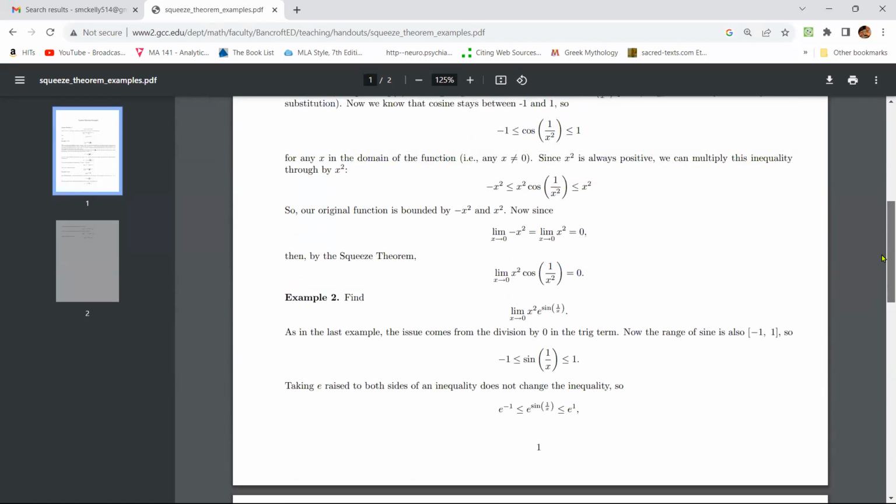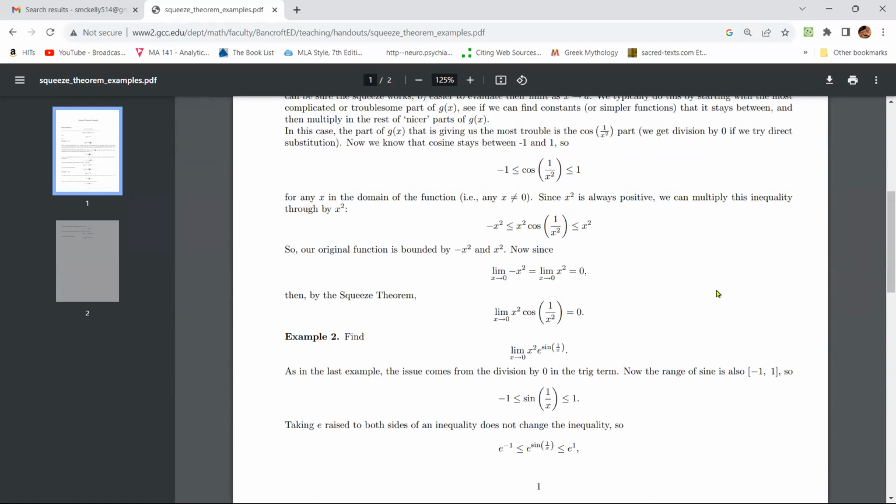No, it's not that bad. There's my example, right? So again, we knew what cosine was doing. We had an x squared there. So we just multiplied by the x squared, didn't we? And we could find the limit. This was 0. The other side was 0. So that limit had to be 0, right? Now here's another one. Look at example 2 right here.